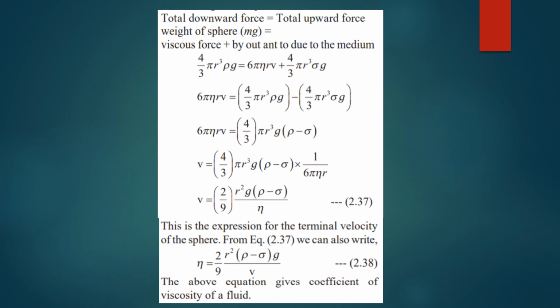Further rearrangement of terms gives us the expression for eta as 2/9 r square (rho minus sigma) g upon v.